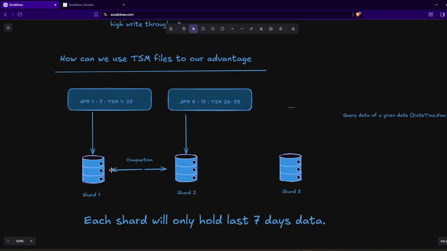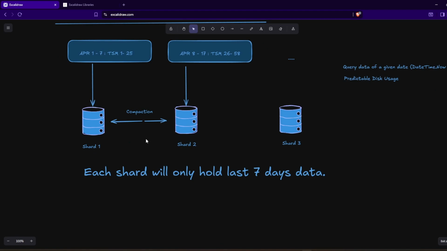Like we can have this shard one maybe of 2 TB. In 2 TB, if I can see that all of my 1 week's data is accommodating, then I don't need to really scale it up to some macro instance of 5 TB. Okay, so this kind of advantages we get: query, and also, we can say, predictable disk usage. Okay, so we get all these things.